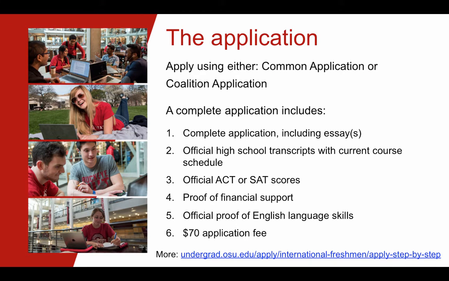In the fall, you will often be interacting with prospective students who are in the process of applying to Ohio State. Applying for admission to the university begins with submitting the application. Applicants can use the Common Application or Coalition Application to apply to Ohio State. Both applications open annually on August 1st, and our early action deadline is November 1st.